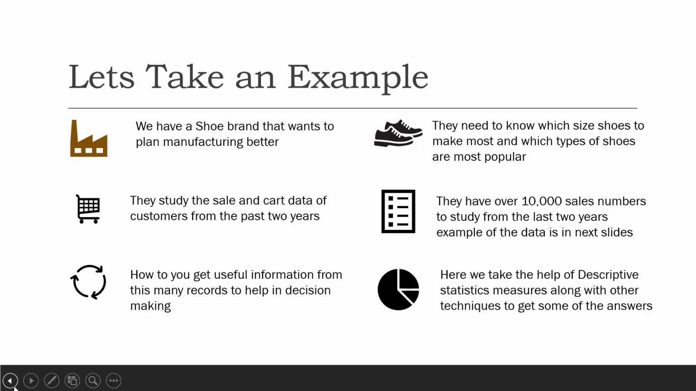Let's take the example of a shoe brand that wants to plan their manufacturing better. To plan this, they need to know which size shoes to make and which type of shoes are most popular. To learn this, they study the sales and cart data of customers from the past 2 years. When looking at the data, they realize they have more than 10,000 sales records at hand to get the information from.